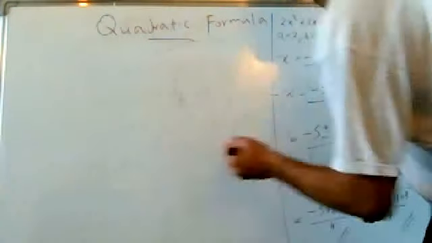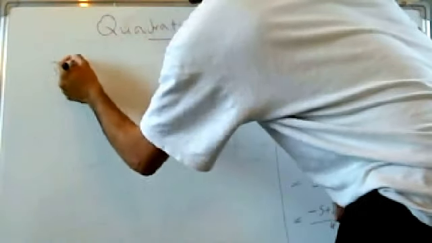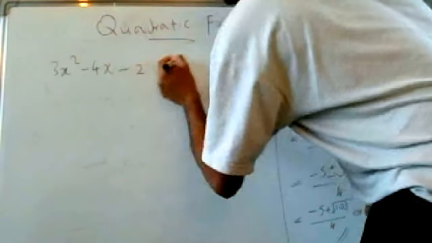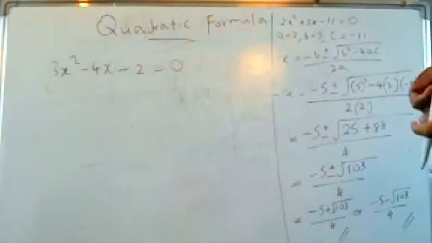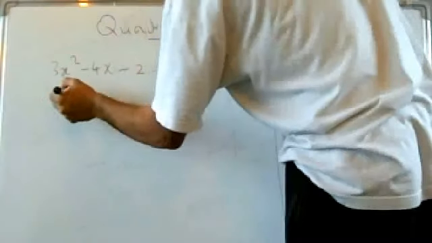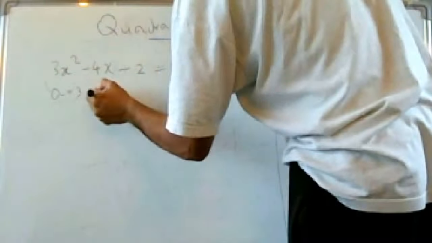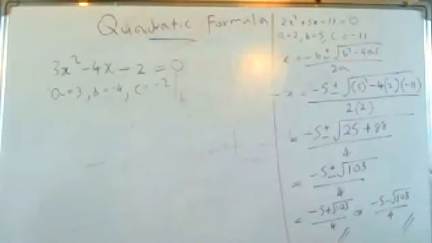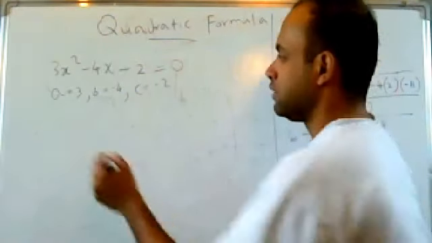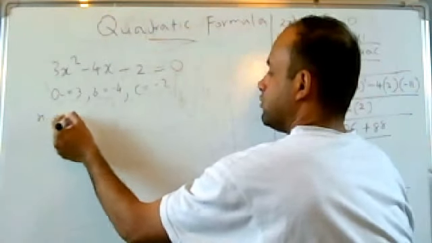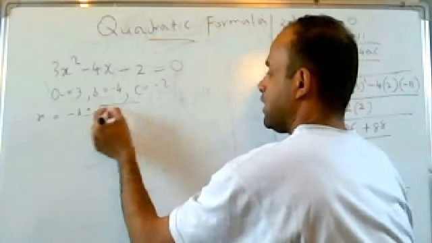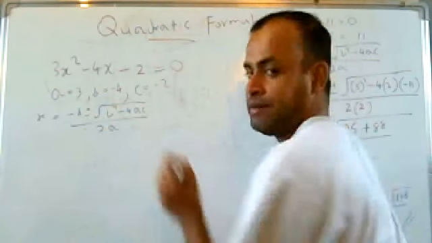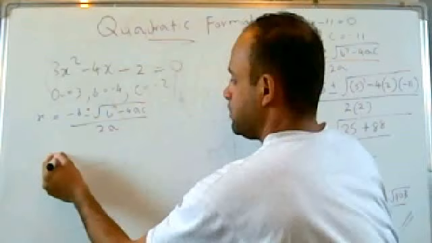So let's say we have 3x squared minus 4x minus 2 equal to 0. So my a is 3, my b is minus 4, my c is minus 2. Okay, so let's try and do this. We got x equals minus b plus or minus square root of b squared minus 4ac, over 2a. Okay, so let's substitute the values in.